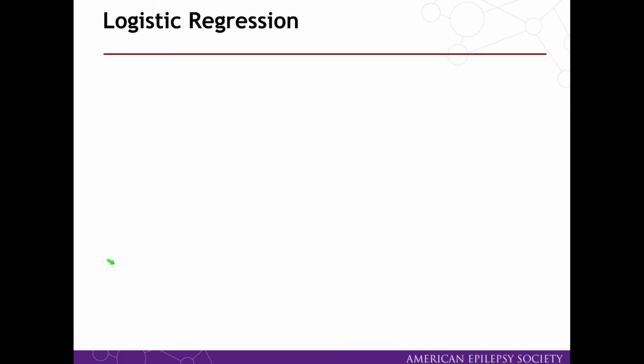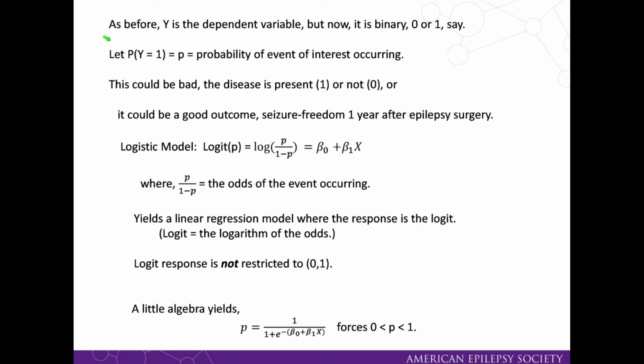So that brings us to one of the final topics today, which is logistic regression. As we recall in the last slide, as before, y is still a dependent variable, but now it's binary. It's just 0 or 1. And so the value of interest is not y itself, but the probability that y is equal to 1, say. It's the probability of the event occurring. Now, this could be bad, the disease is present or not. It could be a good outcome, the patient seizure-free 1 year after surgery. That would be a 1, and 0 would be they're not. And so we have something called a logistic model.